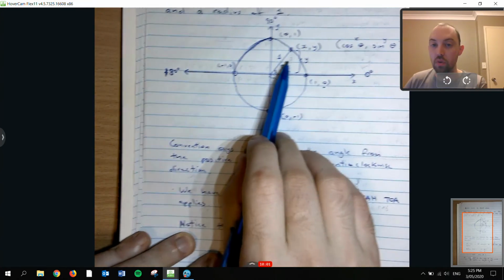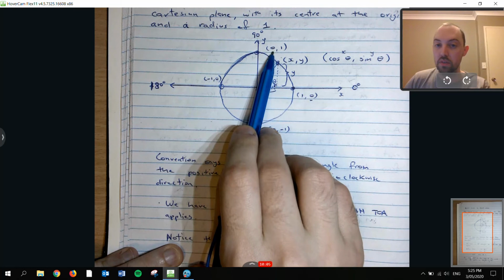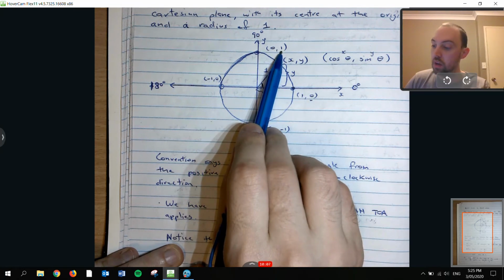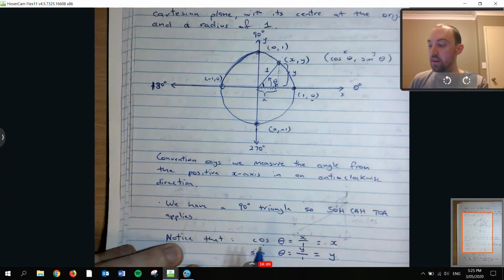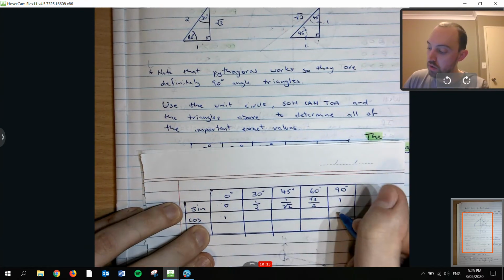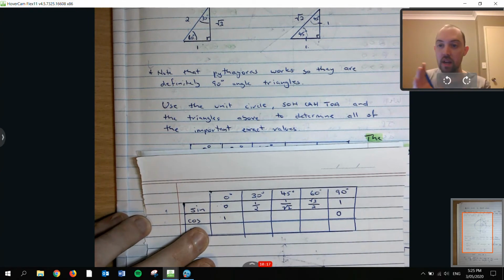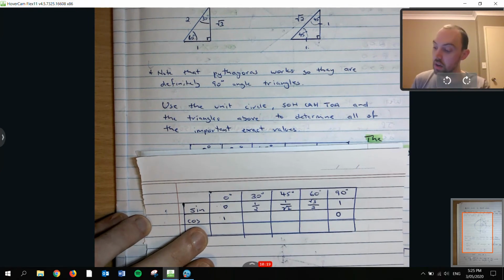Go back to the 90 degrees. My x value is 0. My y value is 1. So sine of 90 is 1, but cos of 90 is 0.